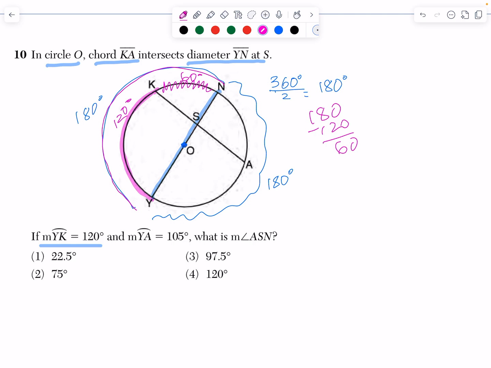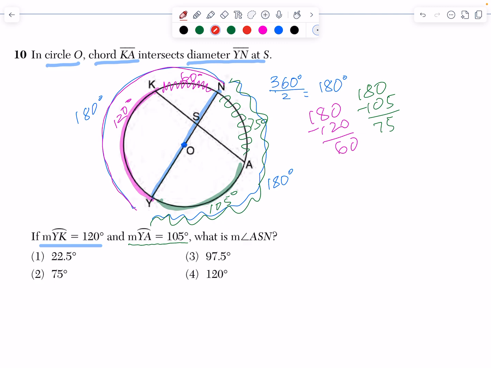Okay, now let's continue reading. Here we have the measure of arc YA is 105. And like we mentioned on the other side, if this whole arc is 180, we can find this arc right here by doing 180 minus 105. So even before finishing reading the problem, I was able to find a lot of parts of the circle. So that squiggly arc is 75 degrees.